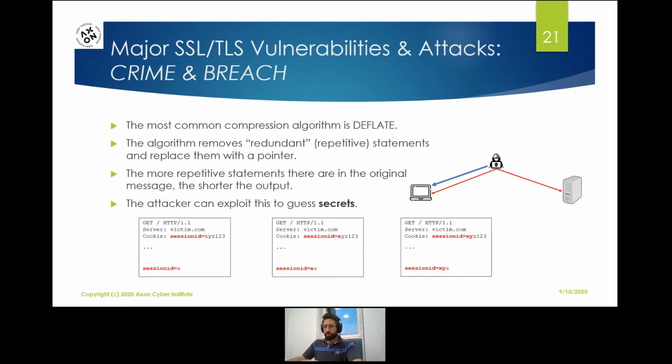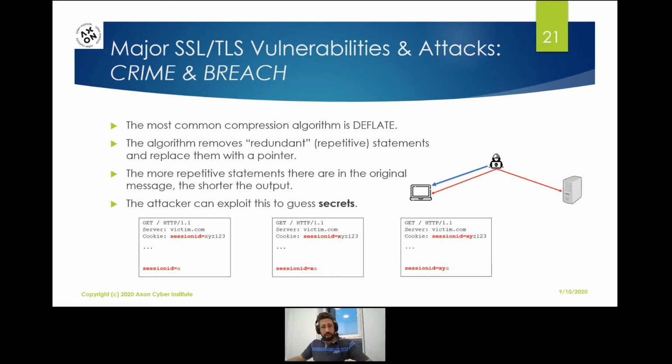Let's look at this. The compression algorithm in TLS compresses data, or a packet, or a stream of data by checking for repetitive statements. Whenever there are repetitive statements, it eliminates all repetitions and simply puts a pointer to the first instance. So if I look at the first box over here, we have session ID equals XYZ123 as a cookie. This is part of the original message.